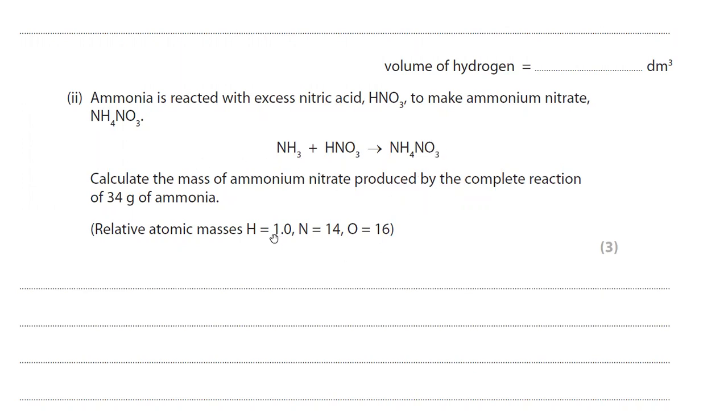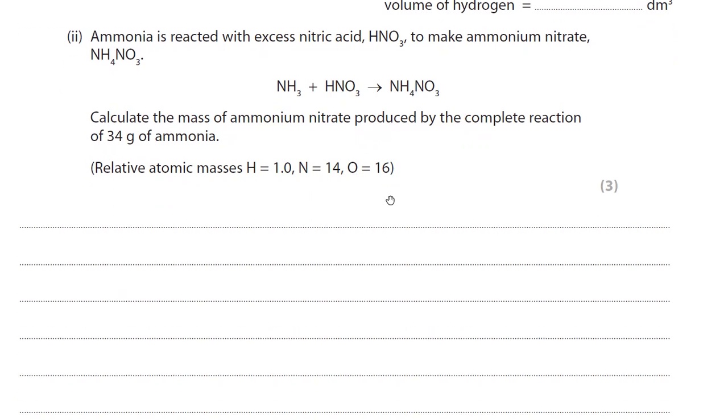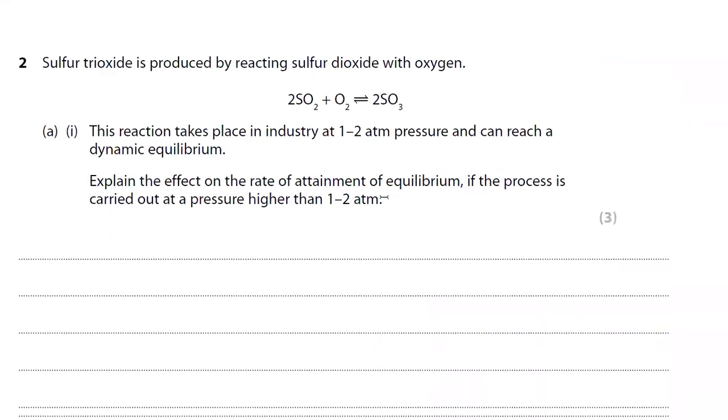So you will just calculate the mass of 1 mole of ammonium nitrate, right? So nitrogen is 14, hydrogen is 1, and oxygen is 16. So you just find the mass of 1 mole, multiply by 2, and you will get 160. So the mass is 160.